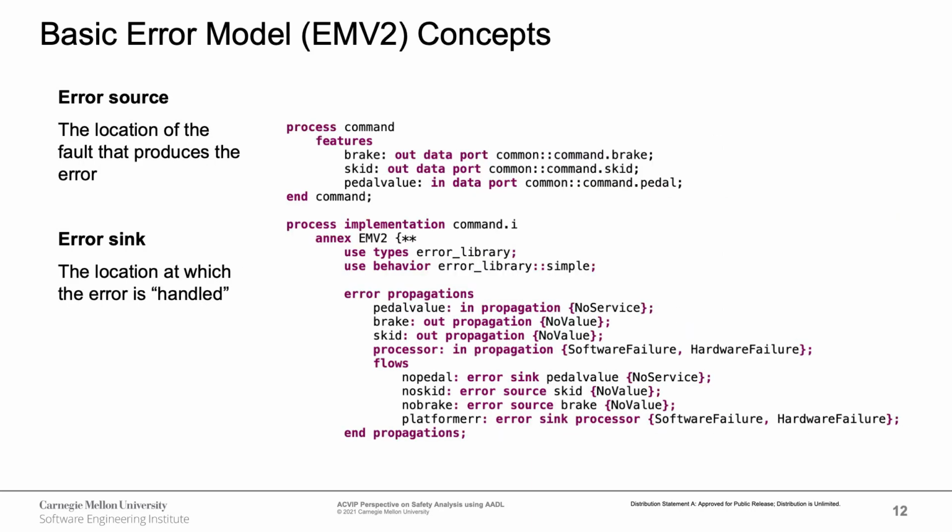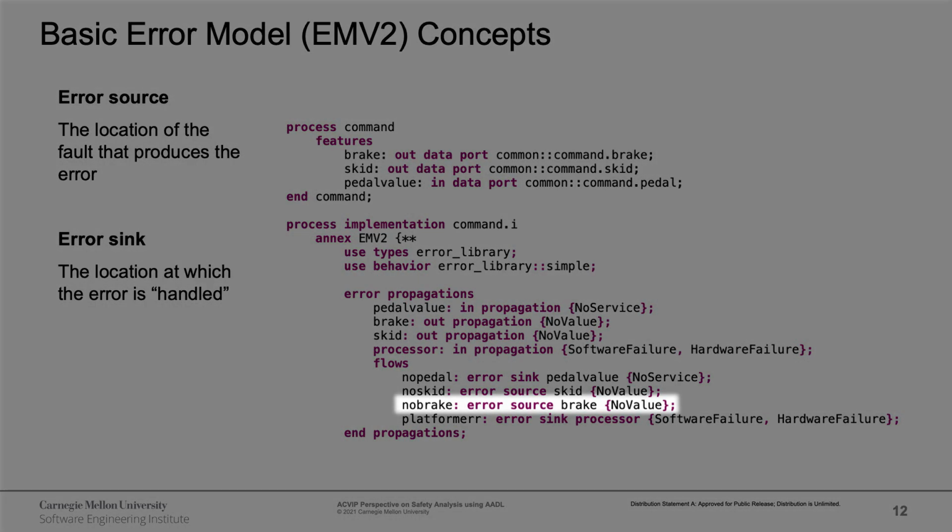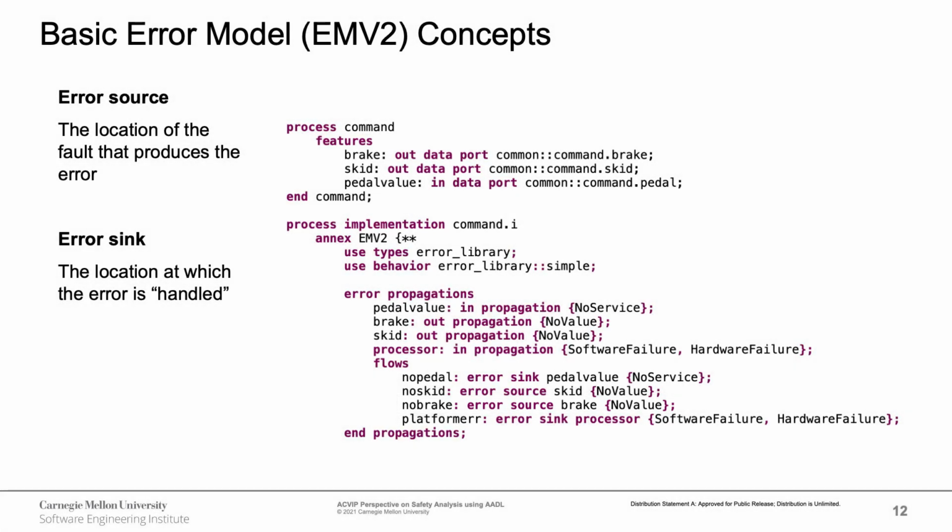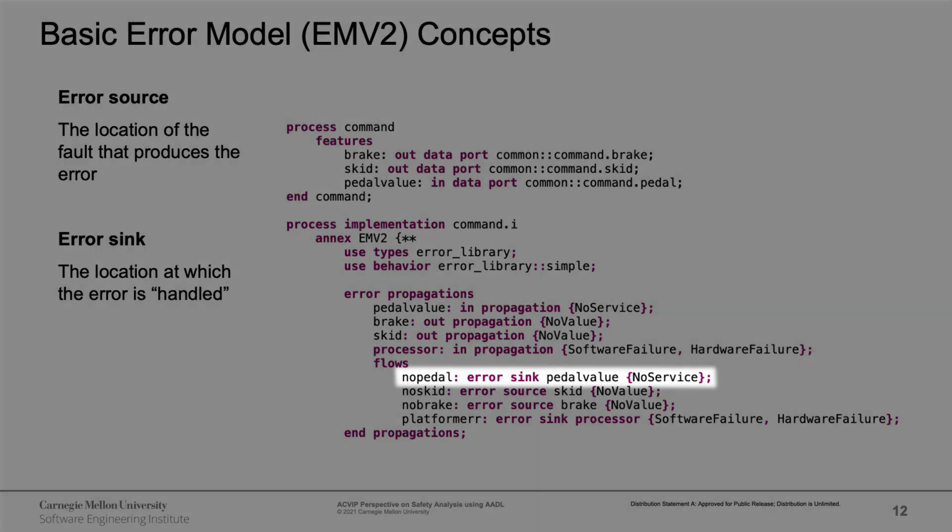Error source defines the location of the fault that produces an error. The command system is a part of the BSCU subsystem from the previous slide. In the code example on the right, break is an error source in the command component. Error sink is the location at which the error is handled. The command system produces data from the break pedal value. This component is an error sink for the error source and may fail from power-related error and service-related error. In this case, no pedal.